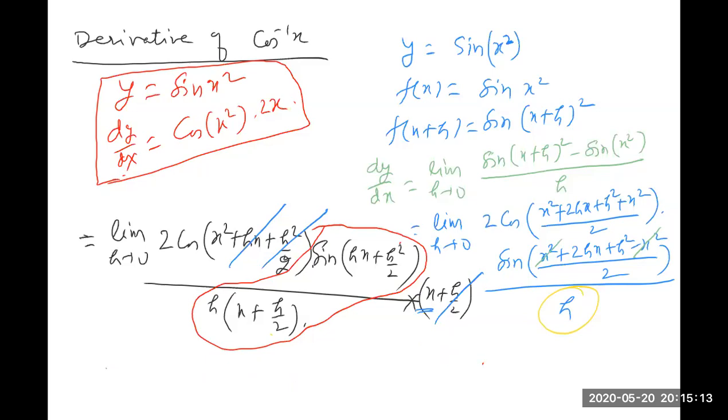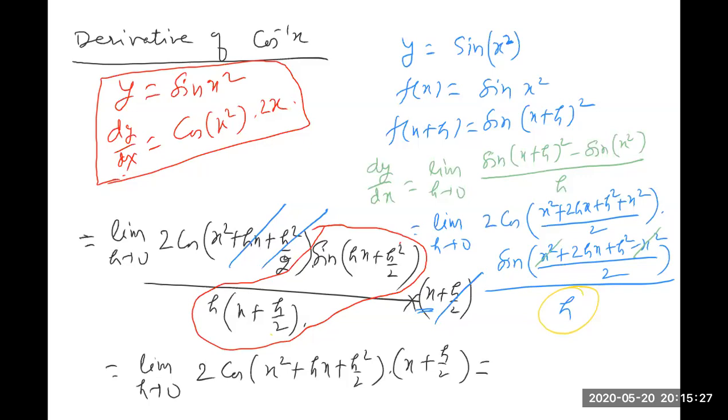So what is left? This is limit h tends to 0, 2 cos x square plus (hx plus h square) upon 2 into (x plus h) by 2. Now you can put h is equal to 0, so this is 0, this is 0, this is 0. So this is equal to 2x cos x square. That is the answer. You can take any type of question and solve by first principles, but we must solve this way only if they are asking specifically.